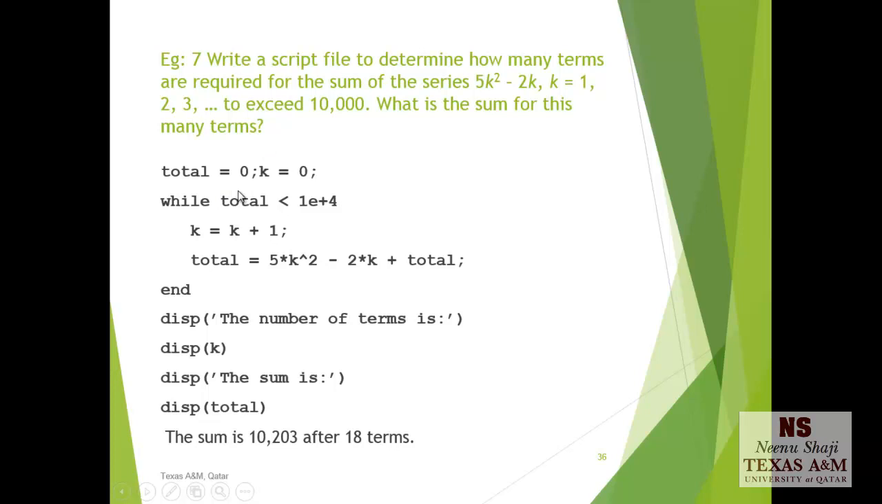So initialize the total to 0 and k, let's make it start at 0, while the total is less than 10 to the 4. K should always increment itself, so k becomes k plus 1. Total is given as 5k square minus 2k plus total, and end. Then we can use the display to display the number of terms and the sum. So when we run this program, we get that the sum is 10,203 after 18 terms.